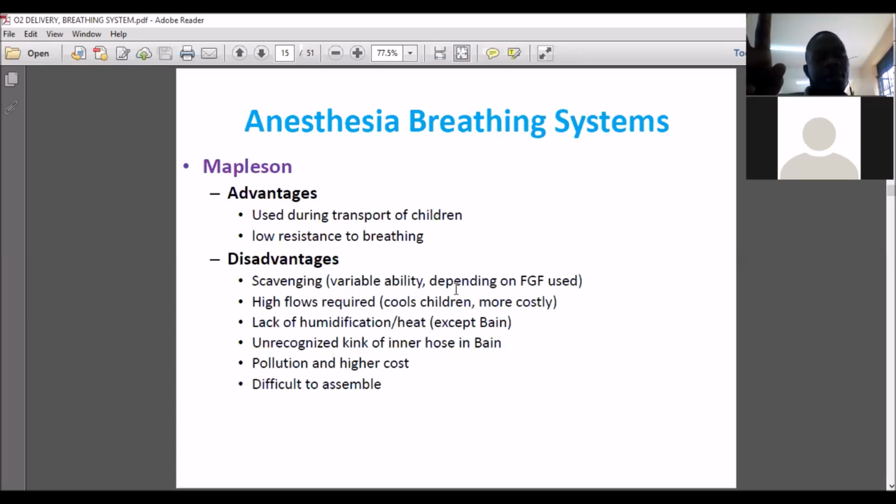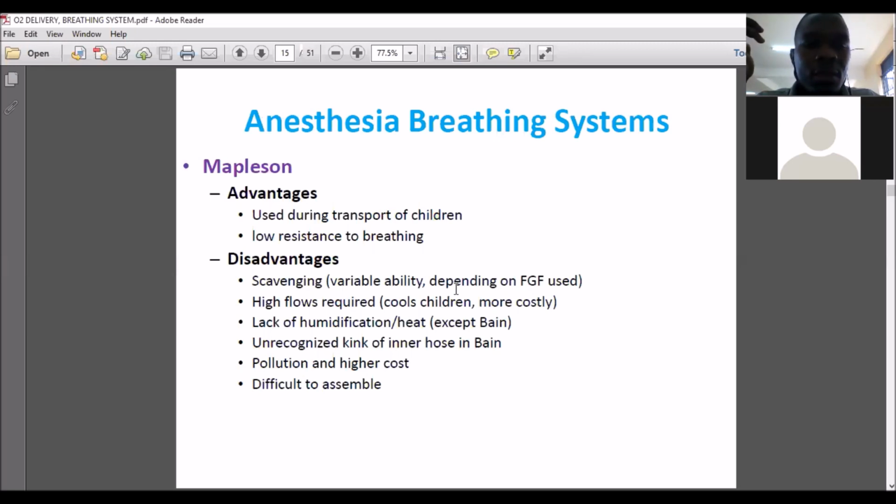Now the Mapleson system. The Mapleson system, I hope you know, is the same as the open one. Its advantages: it is used during transportation of children, and it has low resistance to breathing. Then the disadvantages: scavenging is difficult, and it has variable ability that depends on the fresh gas you are giving in.